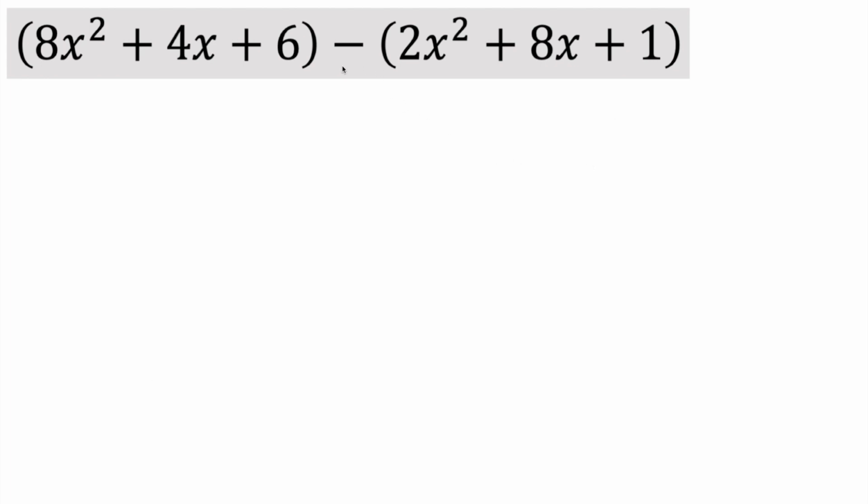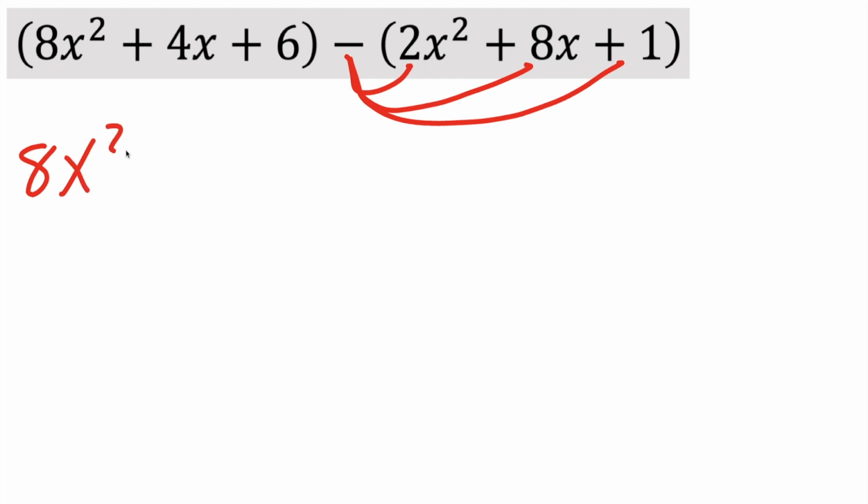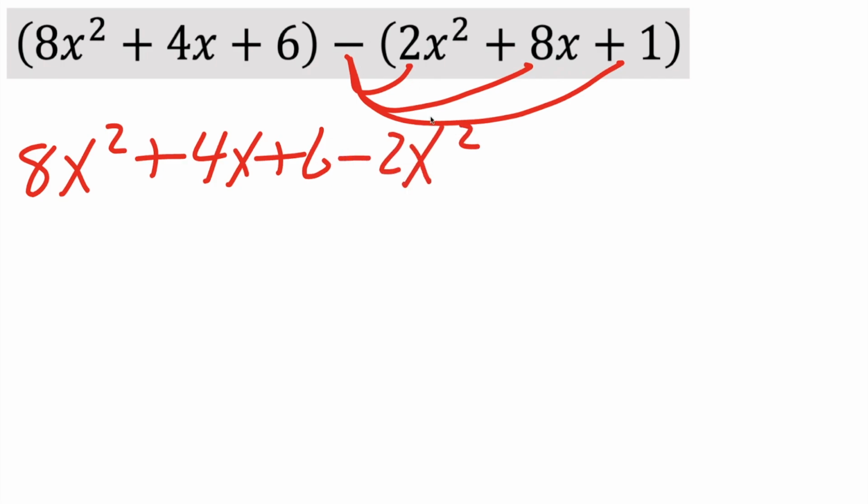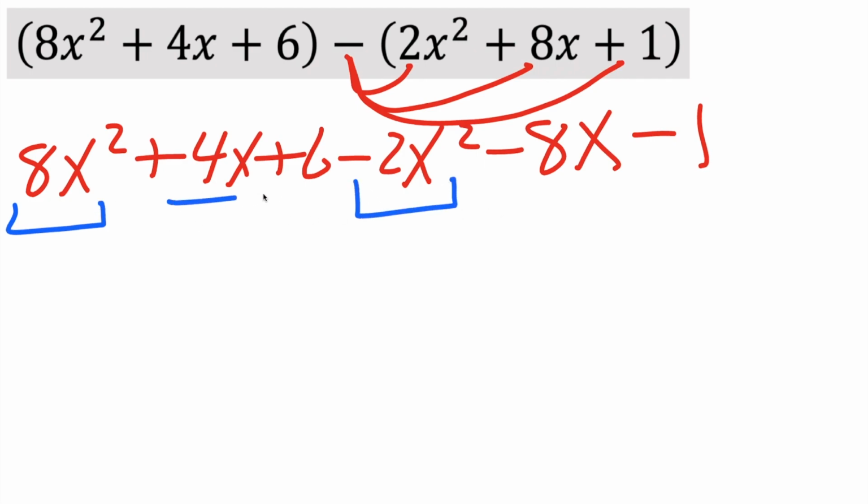So we have a negative right here, so we have to first distribute it to all of the pieces inside the parentheses. Next, we can take out the parentheses, so we get 8x squared plus 4x plus 6. A negative and a positive gives you a negative, so negative 2x squared. A negative and a positive gives you a negative, so negative 8x. And a negative and a positive gives you a negative, so negative 1. So next we can combine like terms. We have an 8x squared and a negative 2x squared. We have a 4x and a negative 8x. We have a constant of 6 and a constant of negative 1.